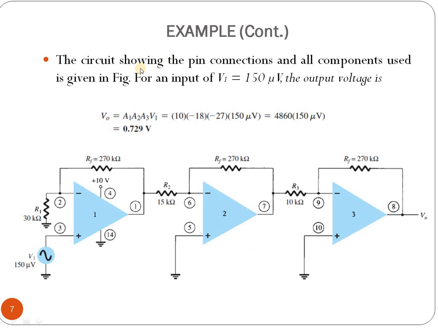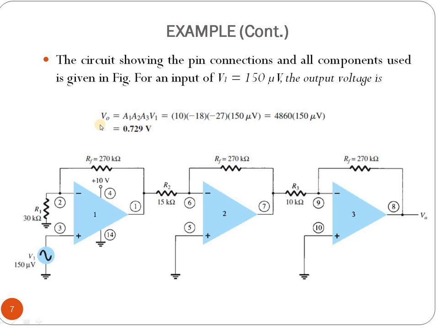Now we can draw the circuit. The first one will be non-inverting, and the second and third will be inverting. We put in the Rf value, that means all the feedback resistors and input resistors. The input voltage is also given, 150 microvolt, and what will be the output voltage?